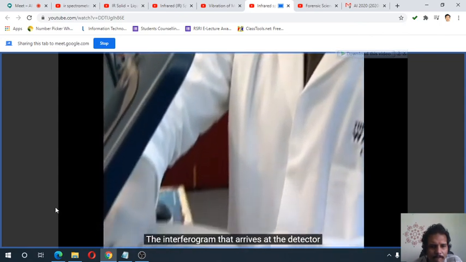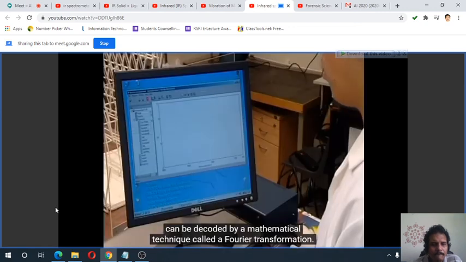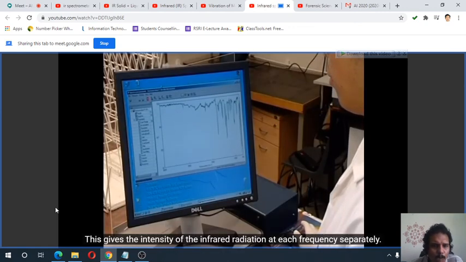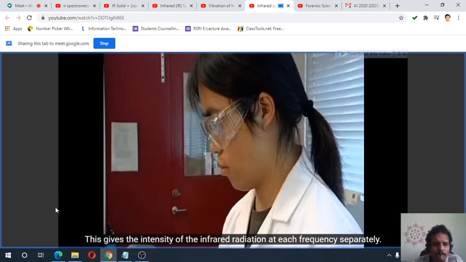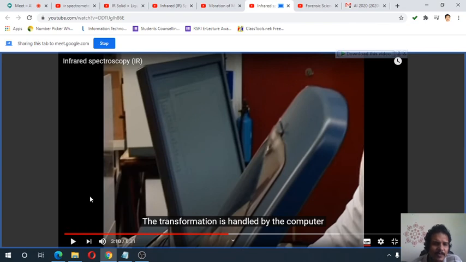The interferogram that arrives at the detector can be decoded by a mathematical technique called a Fourier transformation. This gives the intensity of the infrared radiation at each frequency separately. So actually that's the difference between your dispersive type and FTIR type.